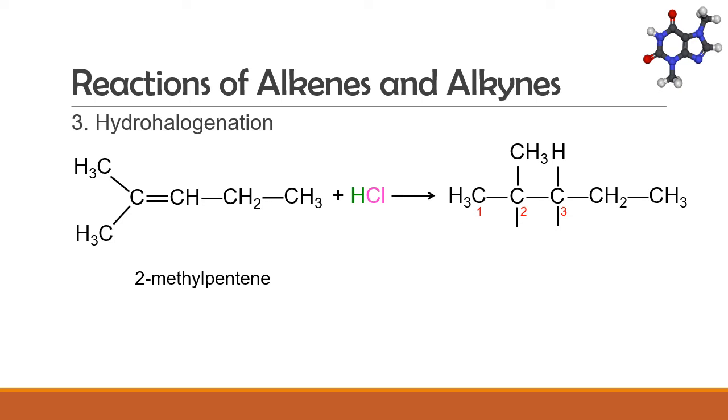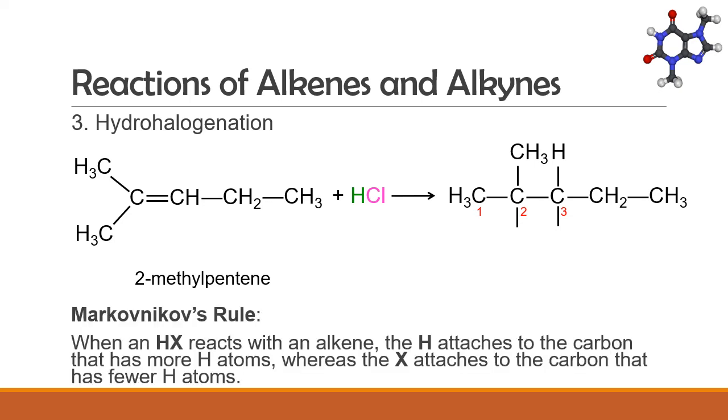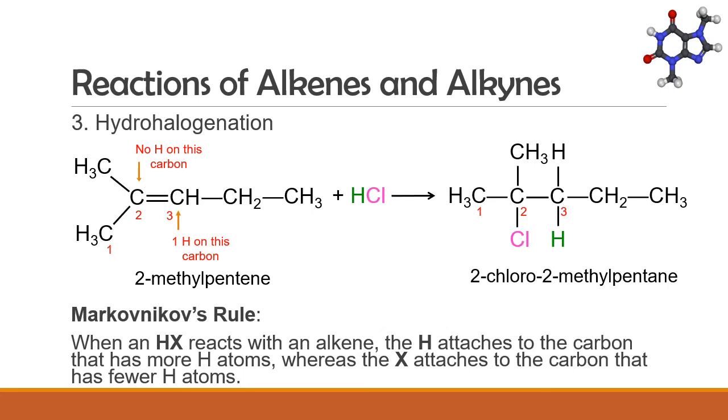To which carbon atom does the halogen attach? Markovnikov's rule tells us that the halogen will attach to the carbon that has fewer hydrogen atoms bonded to it. So one of the double bonded carbons has no hydrogen atoms attached, whereas the other carbon has one hydrogen atom. So, chlorine will attach to the carbon with 0 hydrogen atoms, whereas the hydrogen will attach to the other carbon with a hydrogen atom to produce 2-chloro-2-methylpentane.